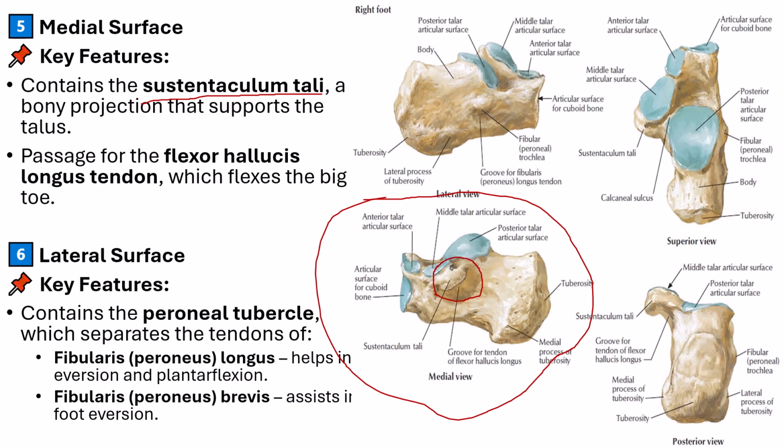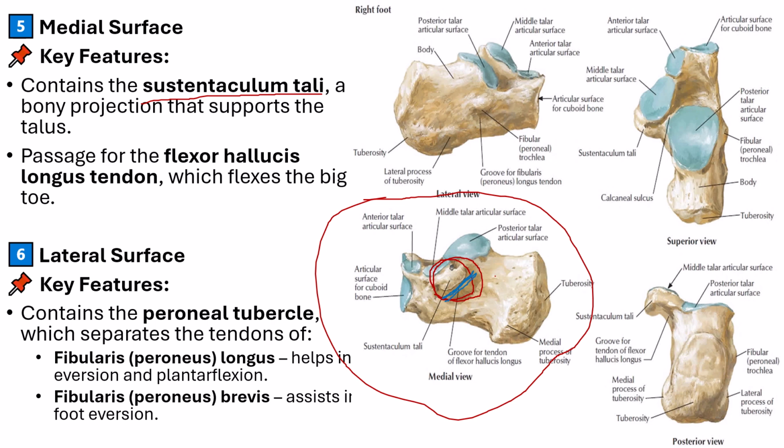This is the sustentaculum tali, and it supports the talus and provides stability to the ankle joint. Below this structure there is a groove where the flexor hallucis longus tendon passes, and it is responsible for flexing the big toe during activities like walking and running.